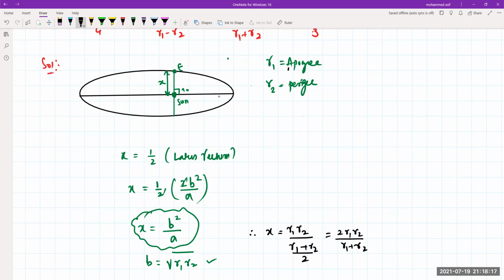So Earth perpendicular to major axis, distance from Sun to Earth. Yes, exactly. So the Sun from the center will be equal to how much distance, beta? A into E. Yes, sir. So I'm writing this relation.